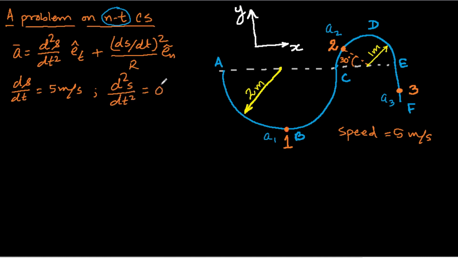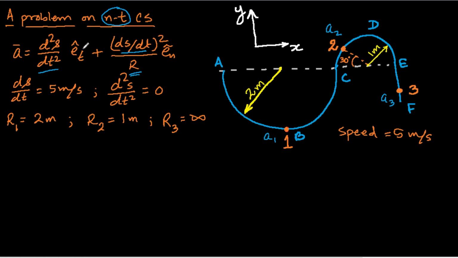Fine. So this is done. What about R? R at these three locations is also known. Let me write that. R at point 1 is 2 meters. Similarly, R at point 2 is 1 meter. And R at point 3 is infinity. So that means this also is known.